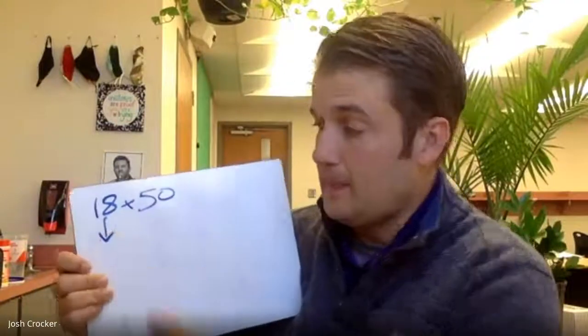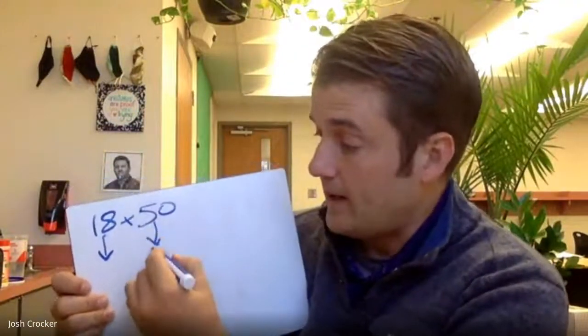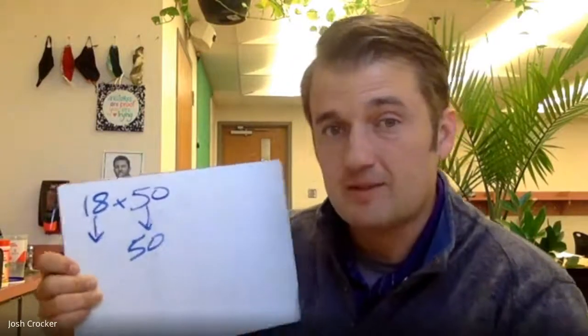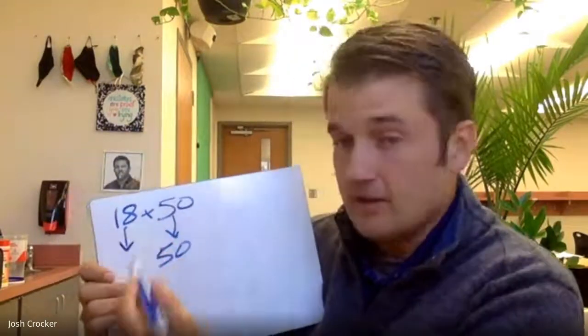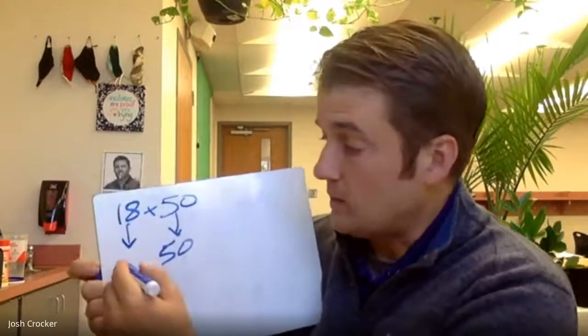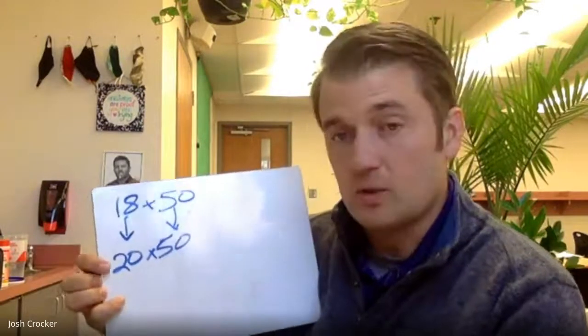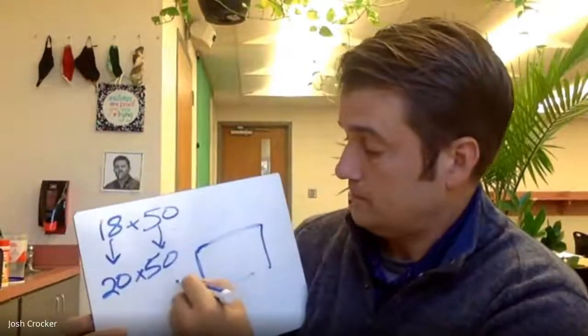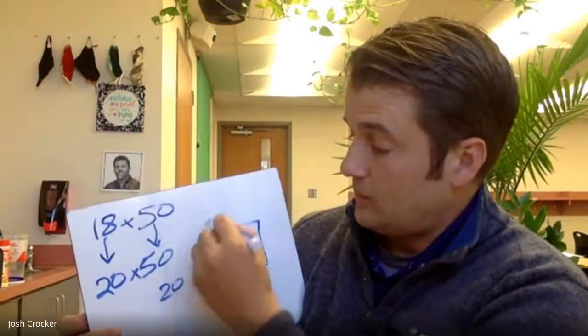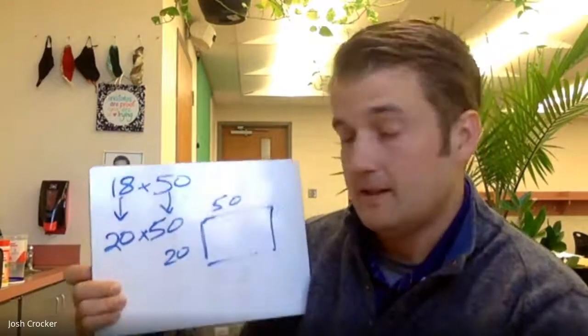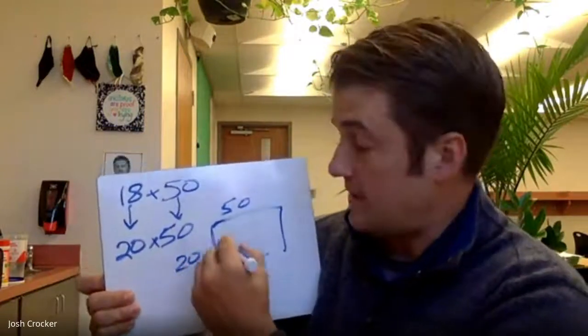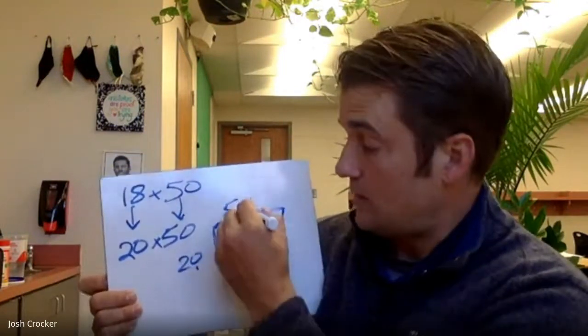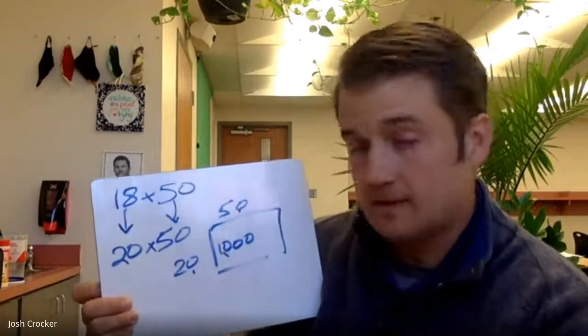So 50 is already a nice round number. It's a 10, right? So we don't need to mess with that. 18, though, if we round that to the nearest 10, we'll get 20. And then we're doing 20 times 50. If I think of 20 and 50, the basic fact is 2 times 5, that is 10. And then I have two other zeros. So it's 1,000. In 50 days, she would have gained 1,000 subscribers.